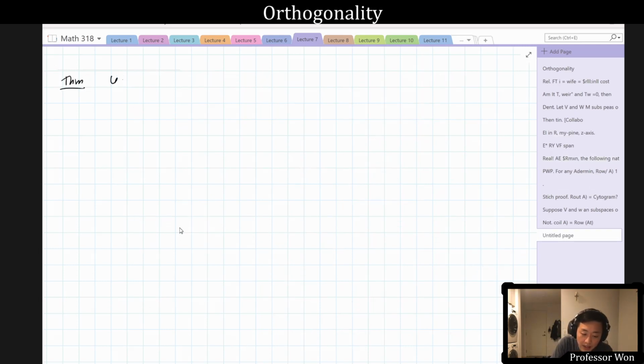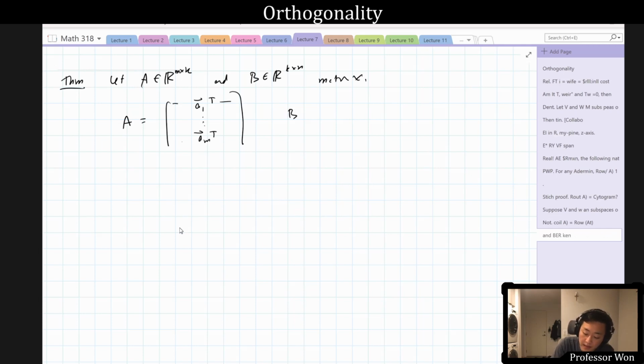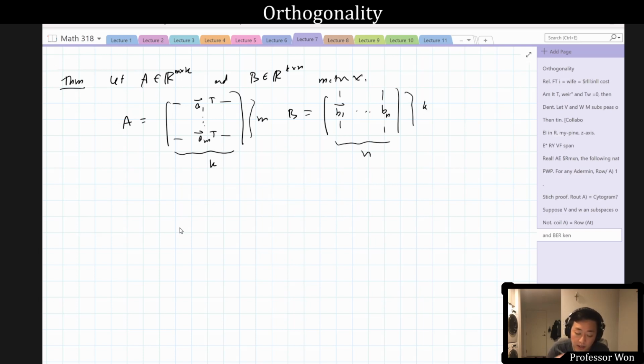Here's the theorem. Let A be an M by K matrix, and B be a K by N matrix. And suppose that A has rows A1 through AM transpose, so these are rows, and B has columns B1 up through Bn. Right, so A here is M by K, so each of the rows of A is a vector in Rk, and B is K by N, so each of those vectors are in Rk.